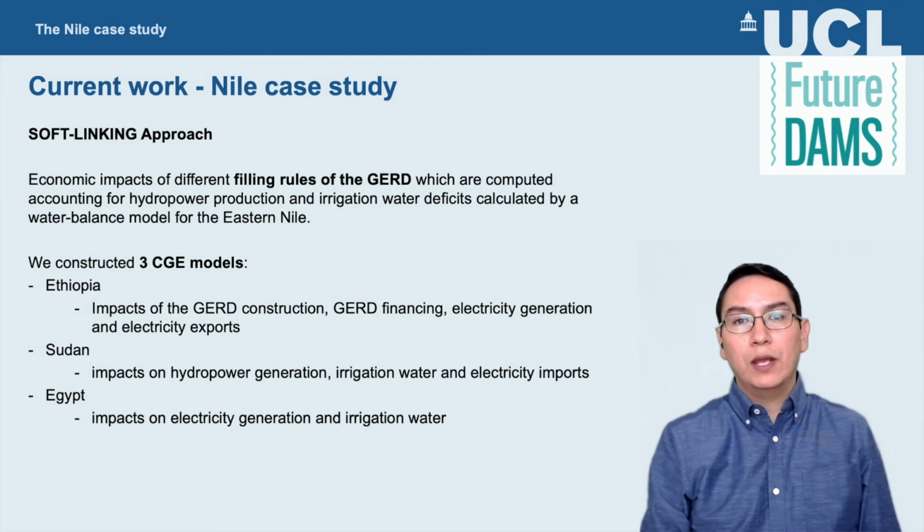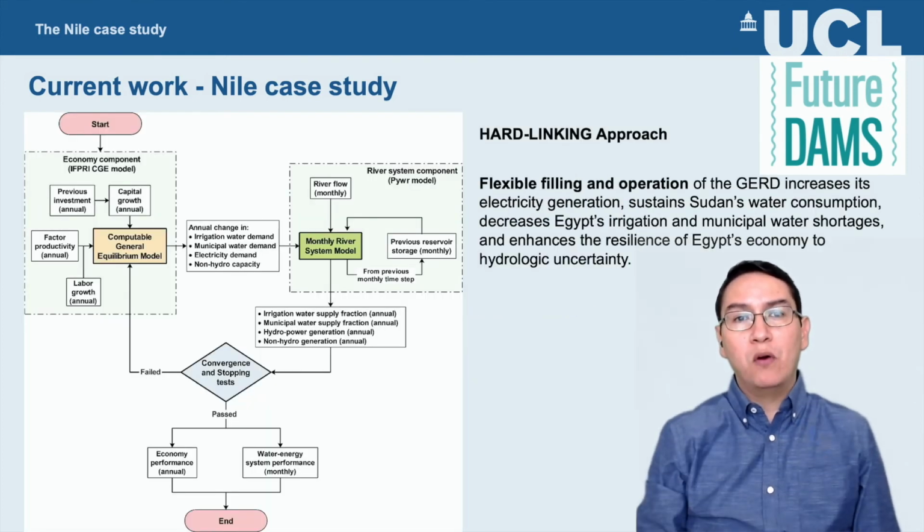This work focuses on the economic impacts of different filling rules of the GERD, which are computed accounting for hydropower production and irrigation water deficits calculated by a water balance model for the Eastern Nile. While the former analysis soft links a water balance model with 3 CGE models, the scheme presented here shows an integrated modeling framework where a monthly river system model of the Eastern Nile Basin is fully integrated to the CGE model of Egypt.